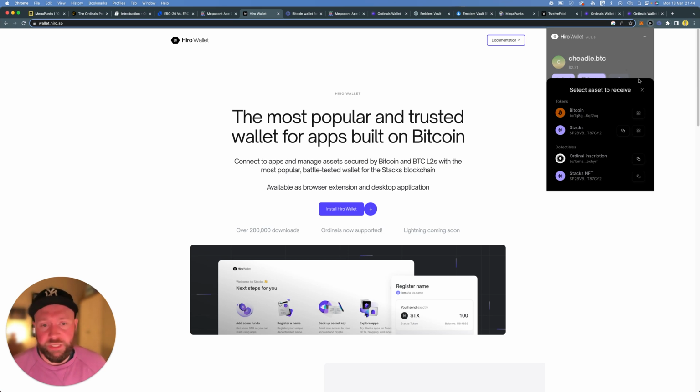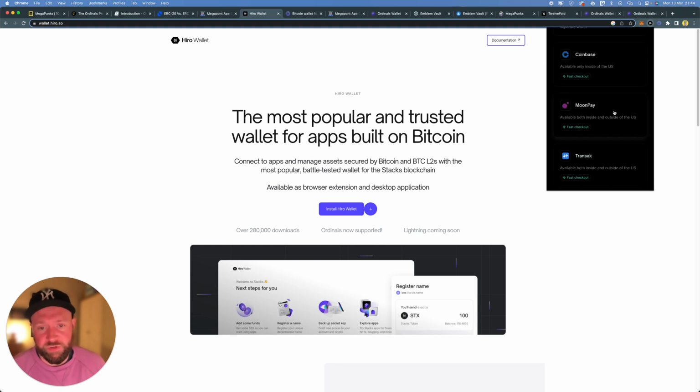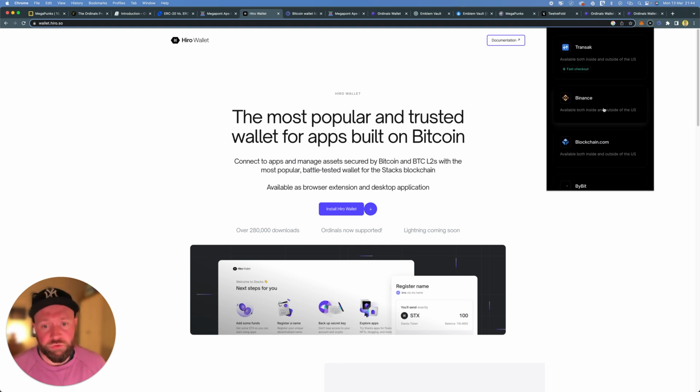And from there, within Hero itself, you'll be able to fund your wallet with Bitcoin via a number of different methods, or you can just transfer your BTC from a central exchange like a Coinbase or Binance to your new BTC wallet address. Just whatever you're most comfortable doing, really.